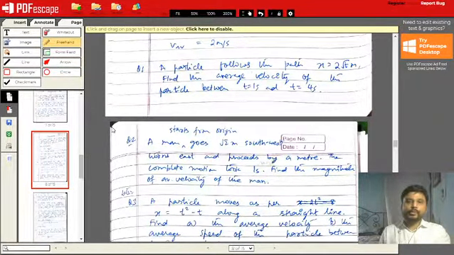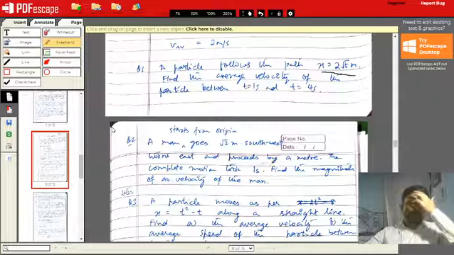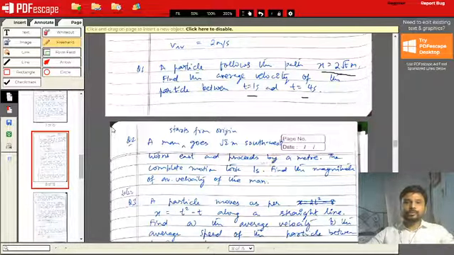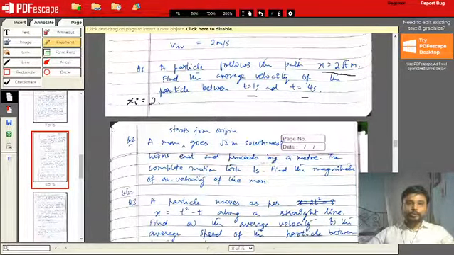A particle follows the path x is equal to 2 root t meters. Find the average velocity of the particle between 1 second and 4 seconds of motion. As we know from the definition, average velocity is displacement upon time interval. To find the displacement, we have to write the final position and the initial position of the particle. The initial position of the particle is 2 root 1.